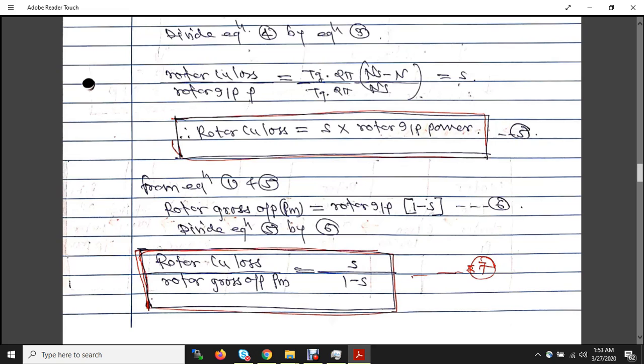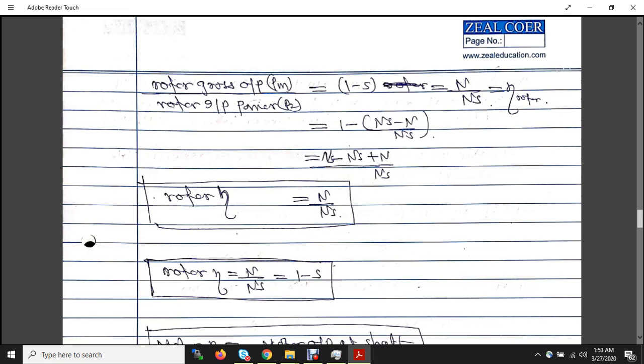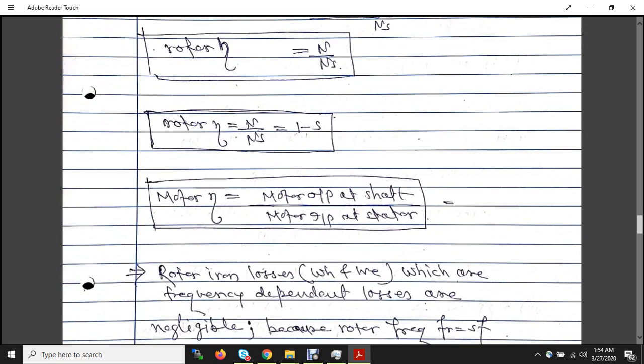So from this we will obtain another relation, that is the rotor efficiency. So the rotor gross output Pm upon rotor input, that is the rotor efficiency, equal to 1 minus S into rotor input, divided by rotor input. Let's take this rotor input on this side. So this is 1 minus S, and that is nothing but N upon Ns, the efficiency of the rotor. So this is 1, and what is S? S is nothing but Ns minus N upon Ns. After simplifying, this Ns will get cancelled, and therefore rotor efficiency equal to N upon Ns equal to 1 minus S.